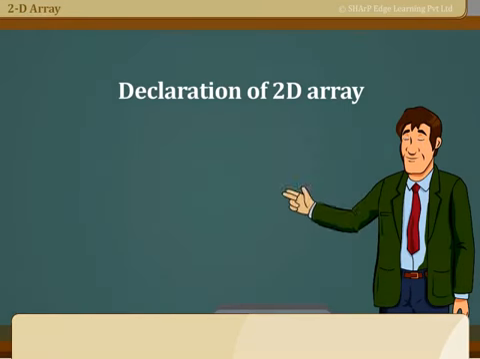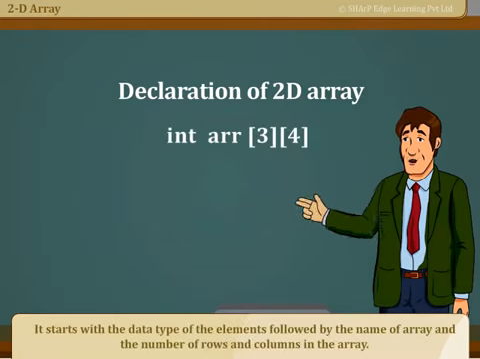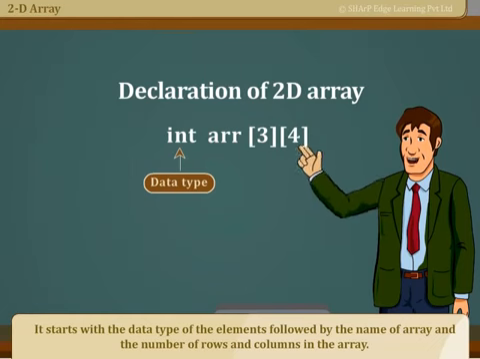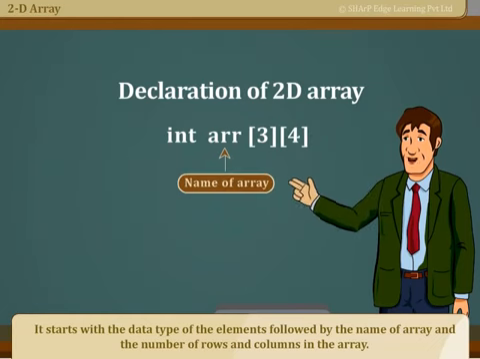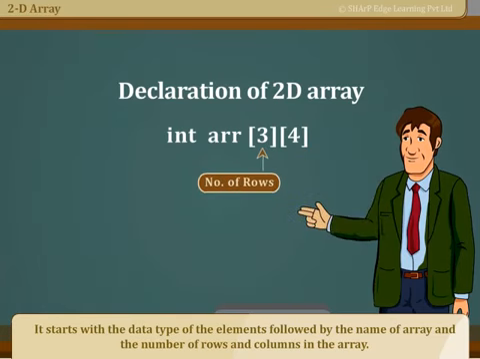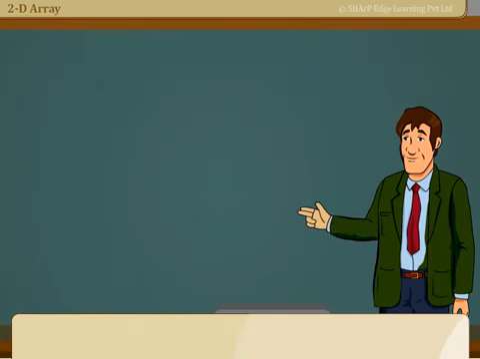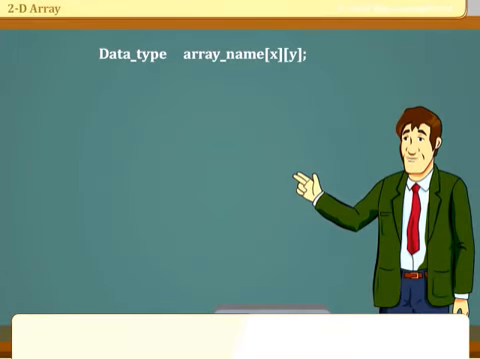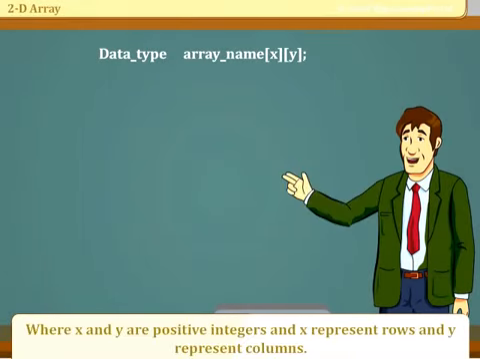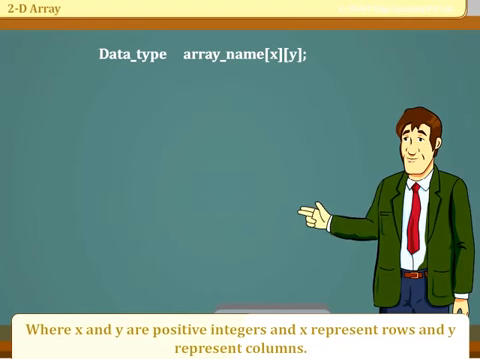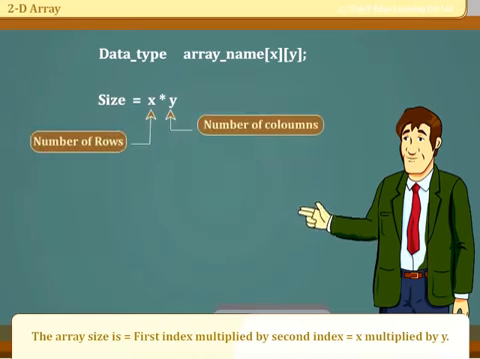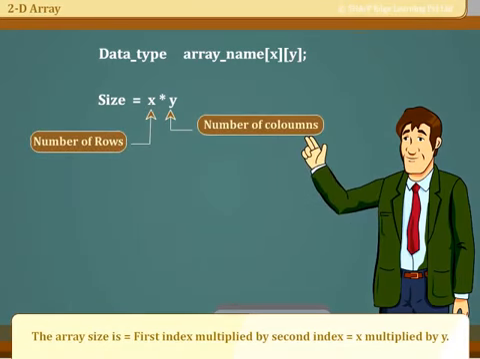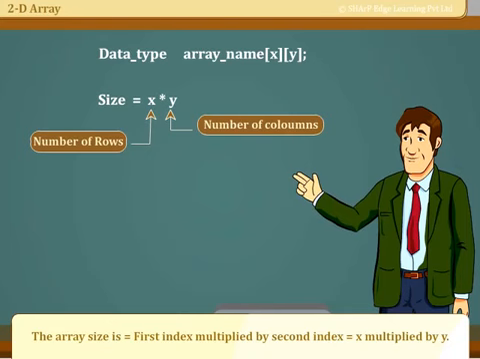Declaration of 2D array. It starts with the data type of the elements, followed by the name of the array and the number of rows and columns in the array: data type, array name [x][y], where x and y are positive integers, and x represents rows and y represents columns. The array size is equal to the first index multiplied by the second index, equal to x multiplied by y.